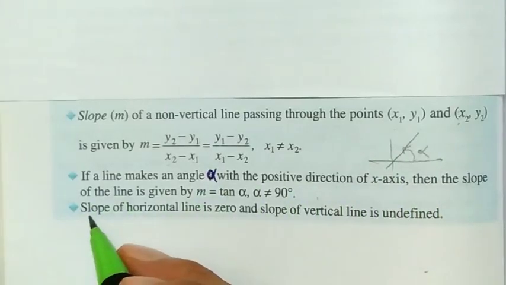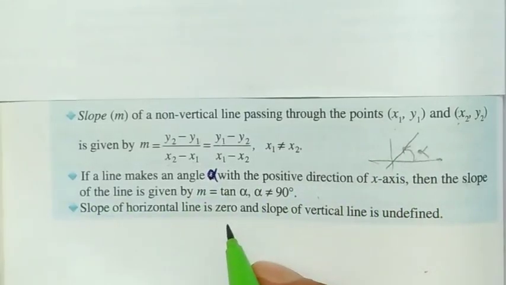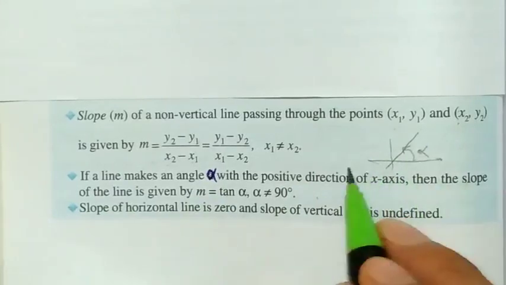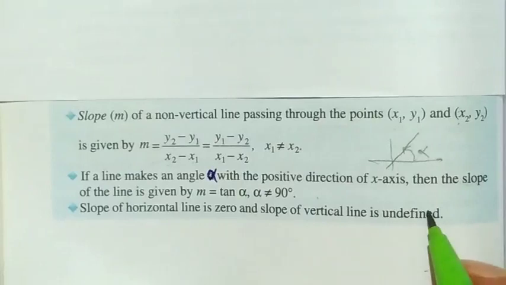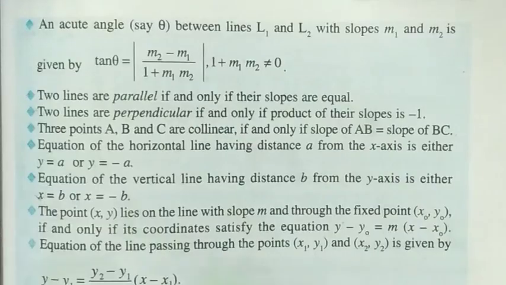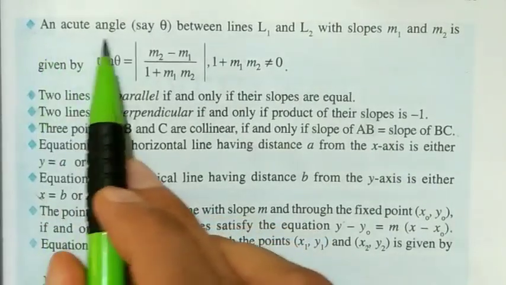Third point, the slope of a horizontal line is 0. Horizontal line means alpha is 0. So tan 0 is 0, and the slope of a vertical line is undefined because tan 90 is infinite, that is not defined.